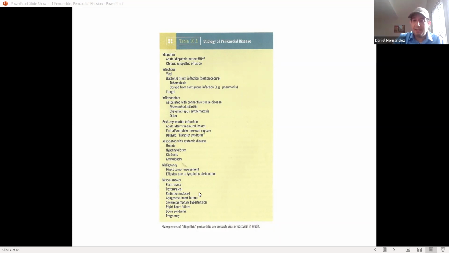Patient may be undergoing some sort of radiation treatment, possibly for cancer. So that could be radiation induced. Could be a result of patients who have congestive heart failure or even severe pulmonary hypertension. Patients that are in right-sided heart failure tend to develop pericardial effusions. Look on the list. Someone who has Down syndrome actually is more susceptible, as well as pregnancy. So patients who are pregnant, there's always a concern for that.